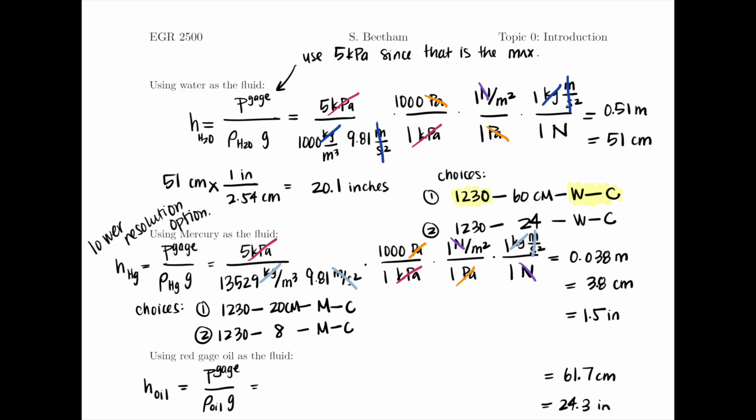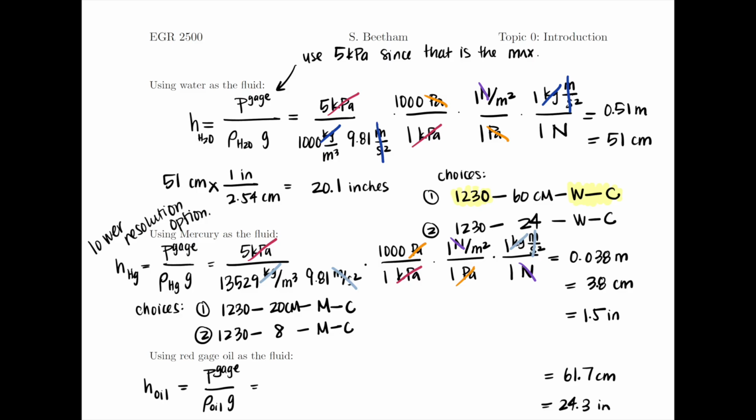Now let's look at the inches version. So we've got 20.1 is the highest column that we'll need. So which one should we go with? Yeah, 24. Make sense? Okay, let's do this for mercury and then red gauge oil. Do you want to see all of the conversions again?